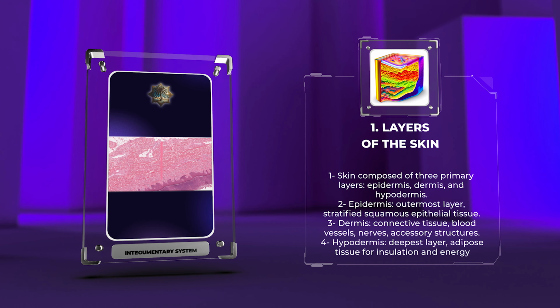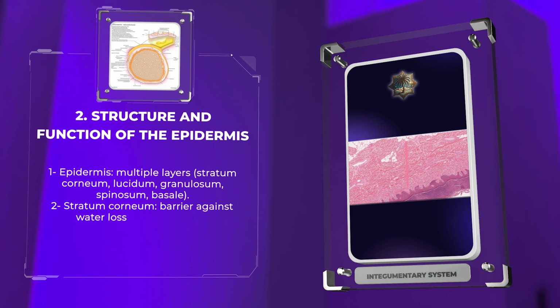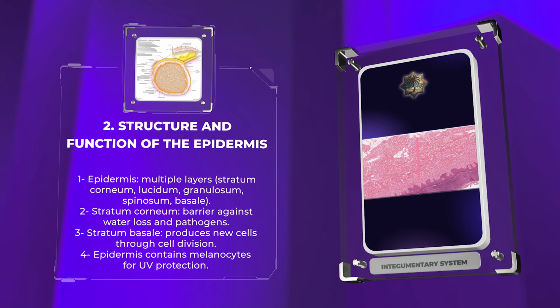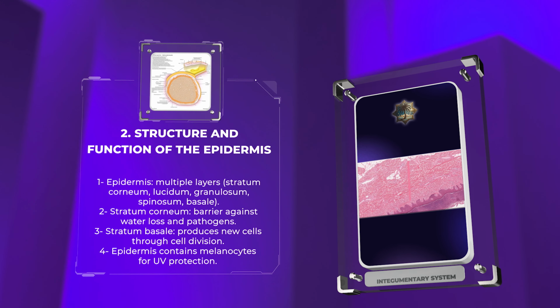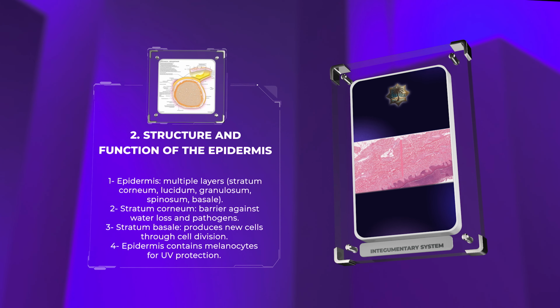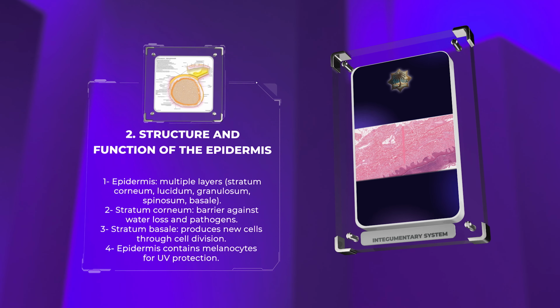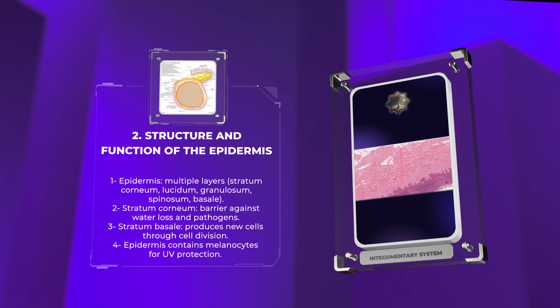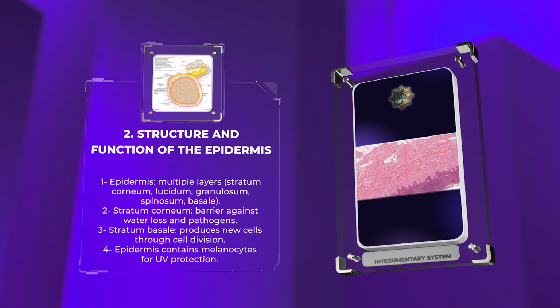The epidermis is the outermost layer of the skin and has multiple layers. The stratum corneum is the outermost layer, followed by the stratum lucidum, stratum granulosum, stratum spinosum, and the innermost layer, the stratum basale. The stratum corneum acts as a barrier against water loss and pathogens. The stratum basale produces new cells through cell division. The epidermis also contains melanocytes, which produce melanin for UV protection.